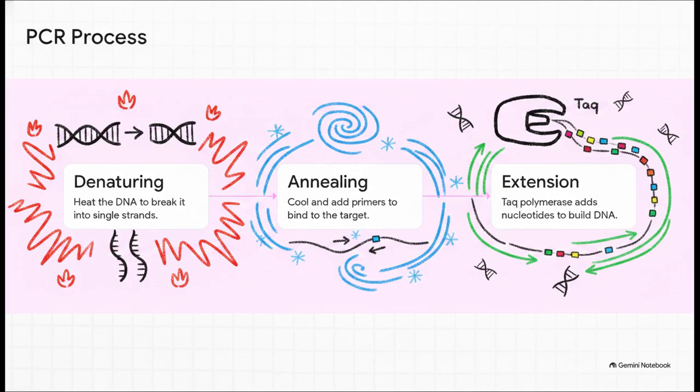Our next tool is PCR. Think of this one as your biological photocopier. It relies on extreme temperature shifts to multiply DNA super fast. It starts with denaturing. We heat the DNA up to snap it into single strands. Once it's cooled down during the annealing phase, we add short primers that bind right to the target sequence. Finally, in the extension phase, a heat-resistant enzyme called Taq polymerase comes in and builds the new strands. And then, this cycle just repeats, copying the DNA exponentially.